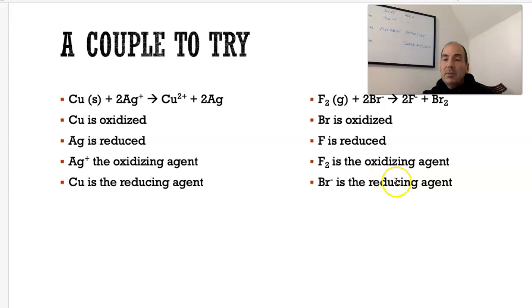If you tell me it's a reducing or oxidizing agent, and it's not the way it's written here, it's wrong. It has to be a reactant. It has to be what would go into the left side of the equation.